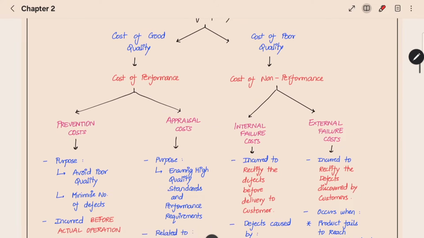Here, cost of good quality is also called cost of performance. What is performance? The customer is expecting you to perform according to the requirement and bring the product according to the requirement. That's all he requires. If you are doing that work correctly, it is called cost of performance. For that you are incurring cost, and it is called cost of performance. If you are not doing the work properly and producing a bad product, for that you are incurring some loss. That is called cost of non-performance.